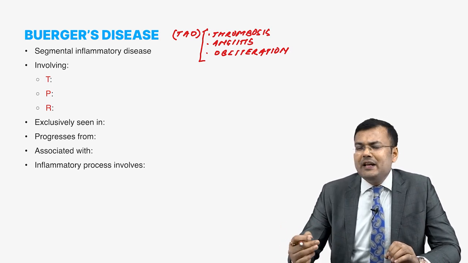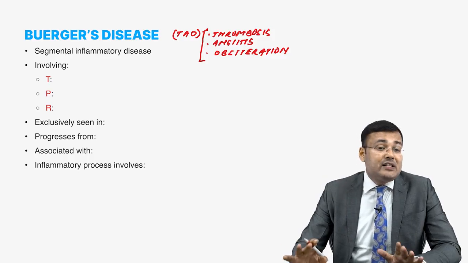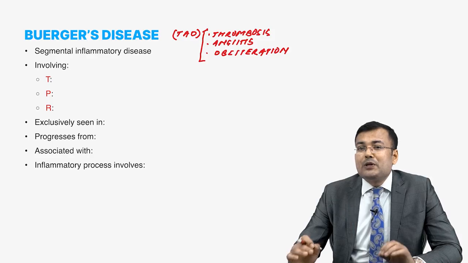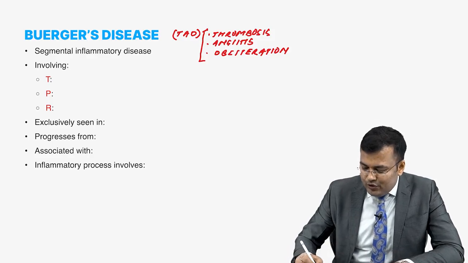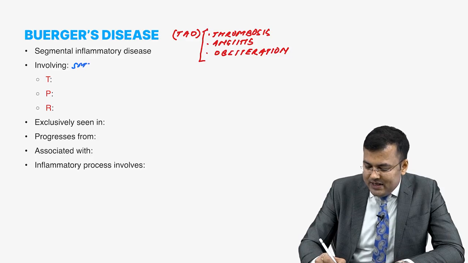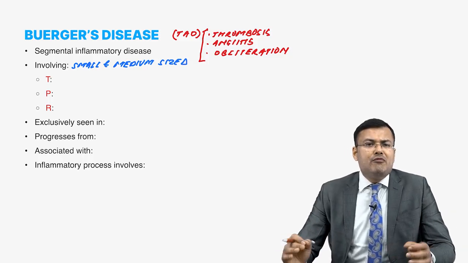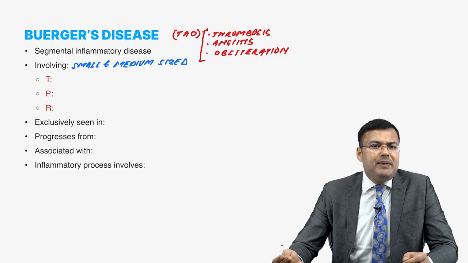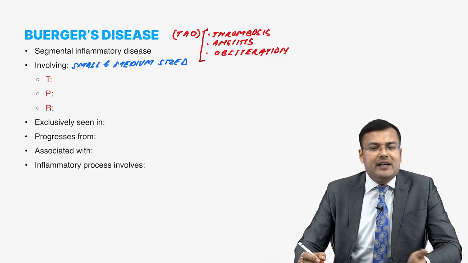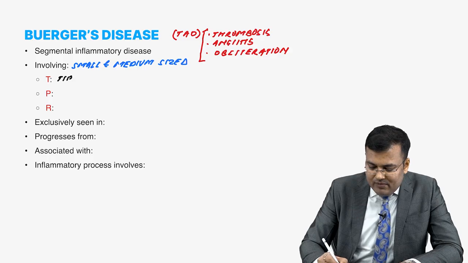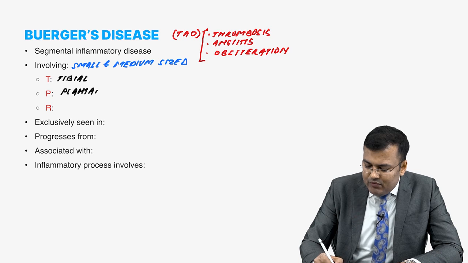It is a segmental inflammatory disease. We discussed which vessels are involved. Small and medium-sized vessels, so it is going to involve small and medium-sized vessels. What are the arteries involved? The mnemonic is TPR: tibial, plantar, radial. So there is involvement of tibial, plantar, and radial arteries.